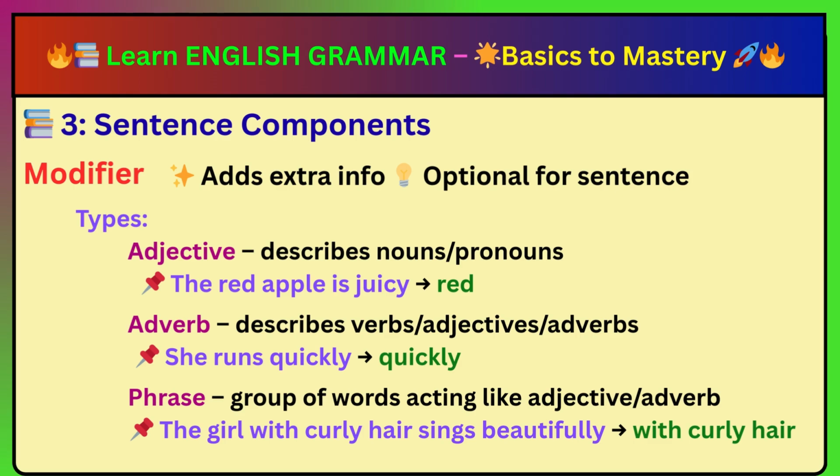2. Adverb modifiers. These describe verbs, adjectives, or other adverbs. They tell how, when, where, how often, or to what extent. Examples. She runs quickly. Here, quickly describes how she runs. 3. Phrase modifiers. These are groups of words that act like adjectives or adverbs. Examples. The girl with curly hair sings beautifully. Here, with curly hair describes girl.